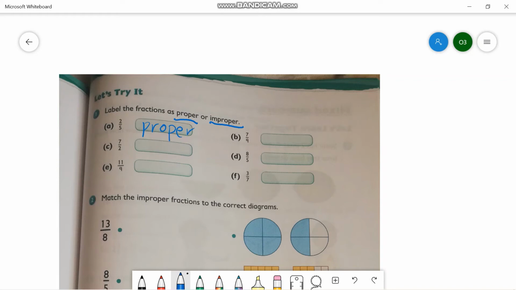What about letter D? 8/5. The numerator is greater than the denominator. Is it proper or improper? It is improper. Right, so you're going to complete this exercises and you're going to write down proper or improper.